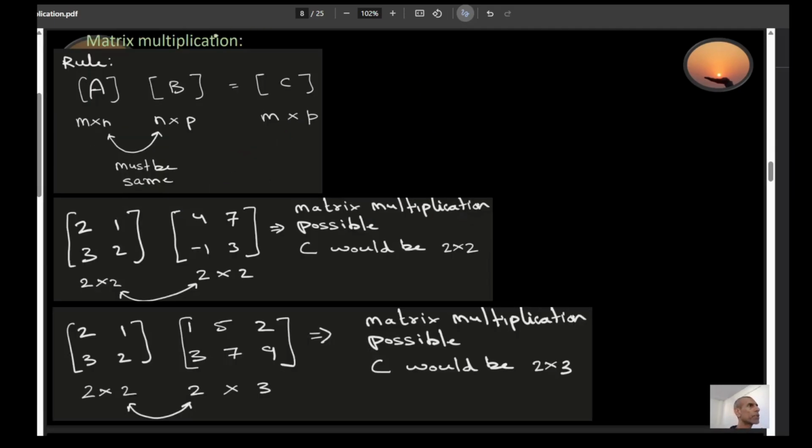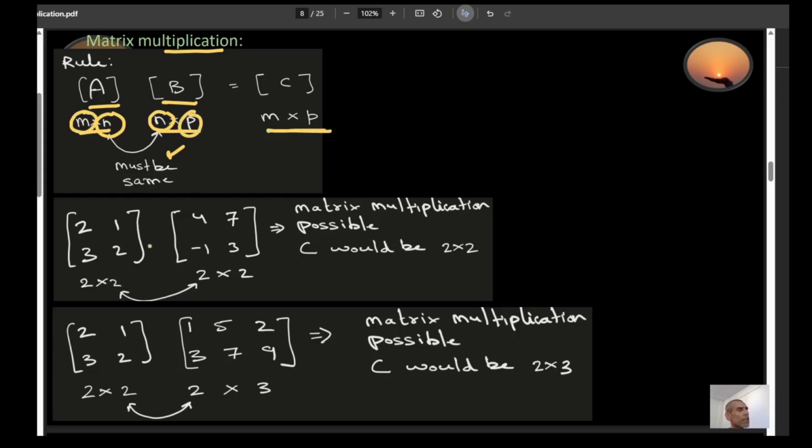And now comes matrix multiplication. Well, the rule is this. Suppose you have matrix A and matrix B, and you want to multiply them. The shape of matrix A is m by n, and the shape of matrix B is n by p. As long as this n is the same as this n. In other words, the number of columns in matrix A is the same as the number of rows in matrix B, then you can perform matrix multiplication. So they must be the same. Now when you do matrix multiplication, your final matrix is going to be m by p. That is going to be the shape of your matrix C. So this is my m right here, and this is my p, so it's going to be m by p.